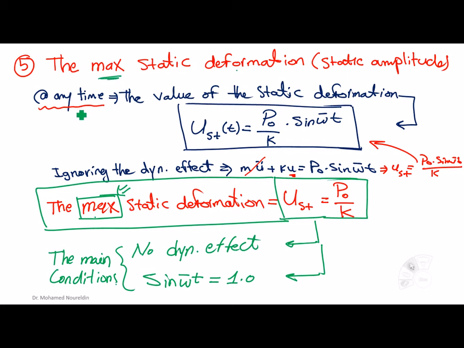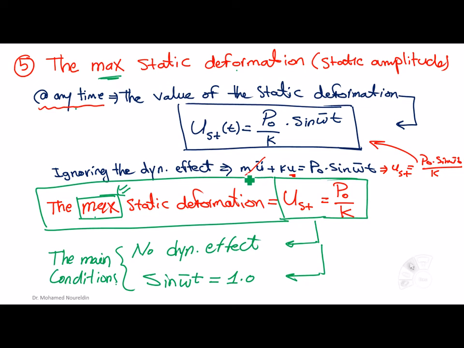So we started with what is the static deformation at any time. We said that U static at any time would equal P node over K times sine omega bar t, because the numerator here is the force and the denominator is the stiffness of the system. From where did we get this equation? Go back to the main differential equation, ignoring the dynamic effect, because we want to obtain the static effect only. We want the static displacement.